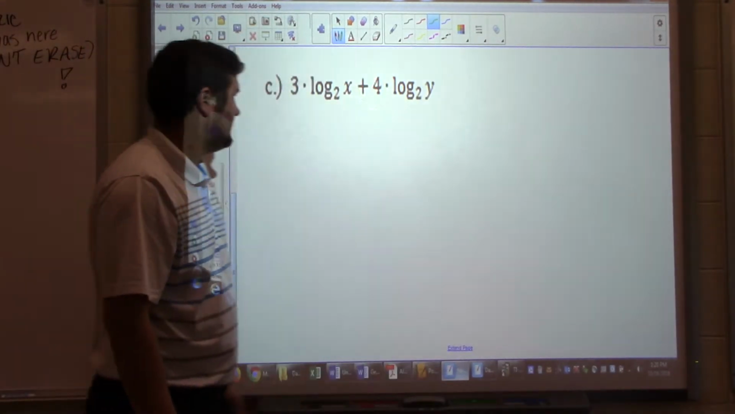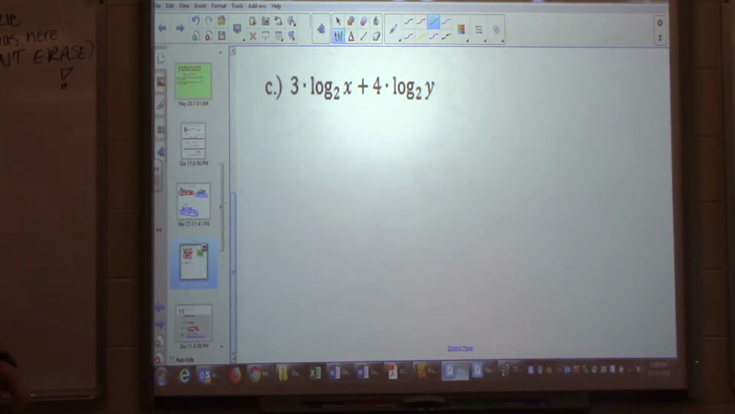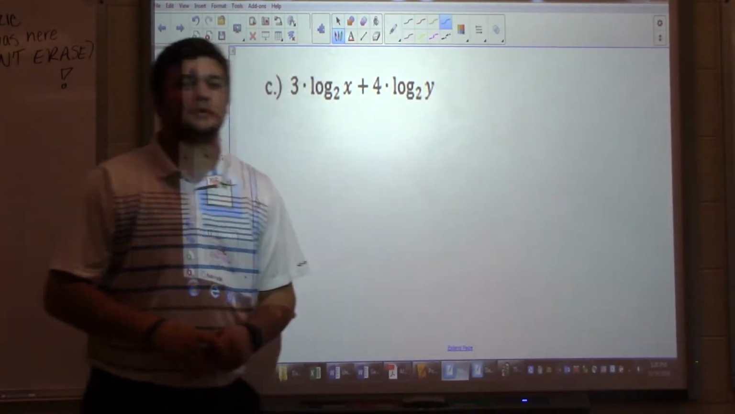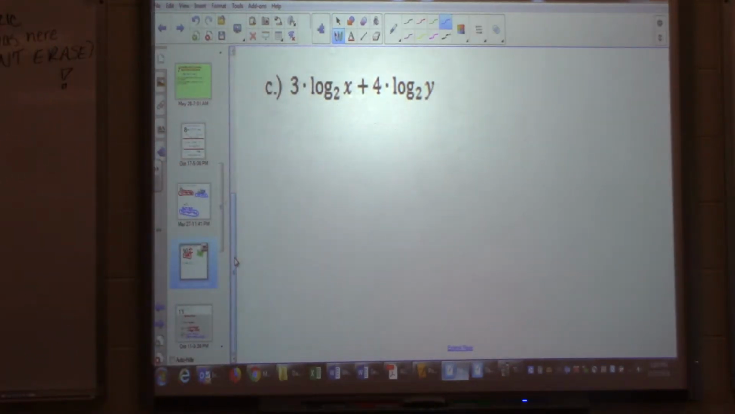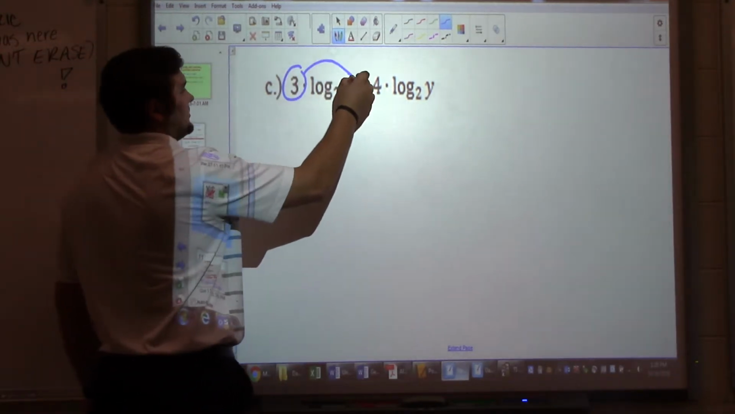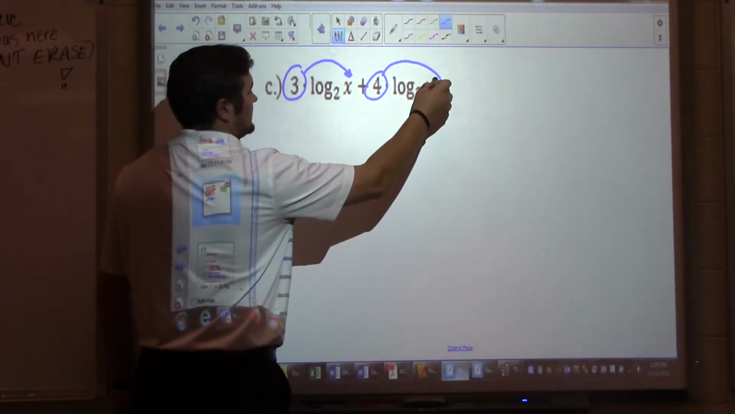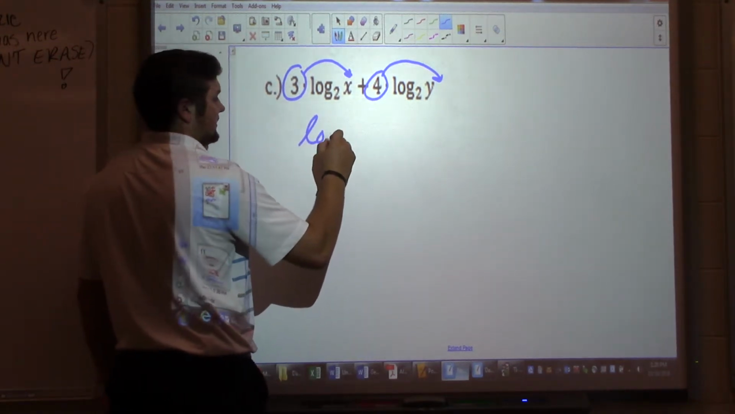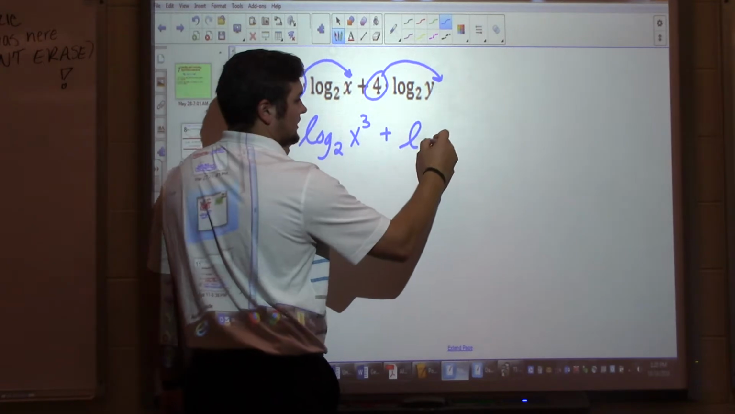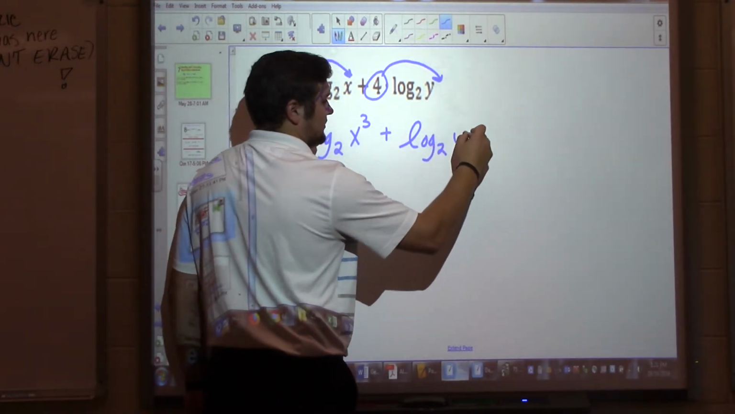So then C, 3 times log base 2 of x plus 4 times log base 2 of y. What's the first thing we notice we can do? Liam. Turn the numbers in front into exponents. So it becomes log base 2 of x cubed plus log base 2 of y to the 4th.